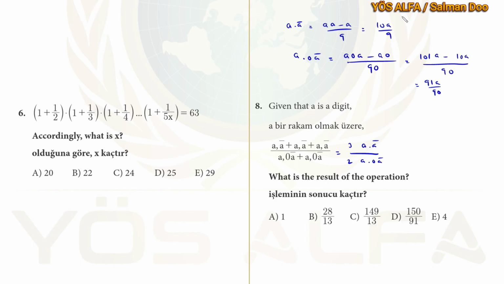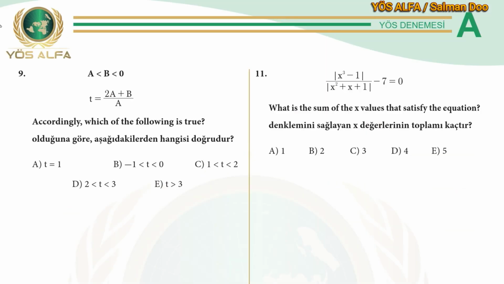So let's substitute these values into this expression here. So we'll have 3 over 2. The first one is 10A over 9, and the denominator is 91A over 90. So it's 90 over 91A. Okay. Now we can simplify this expression. This A and that A cancel out each other. 9 times 10 is 90. 2 times 5 is 10. So the result is 150 over 91. It's D.